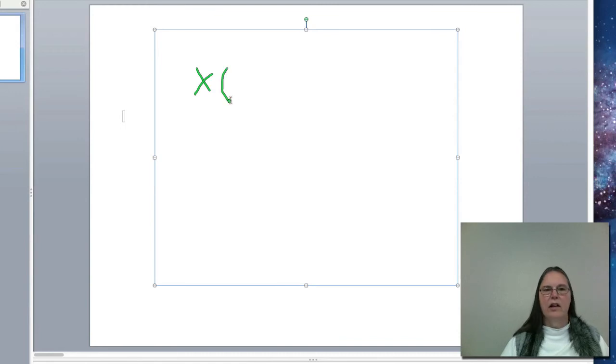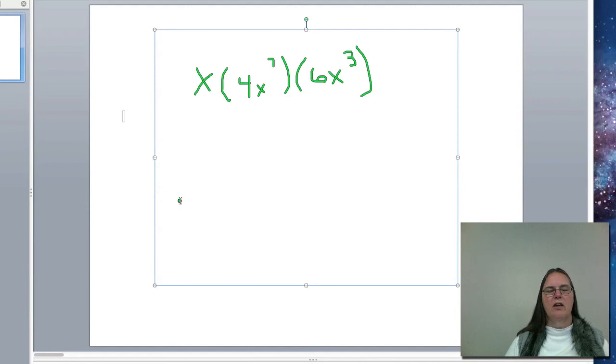X times 4x to the 7th power times 6x to the 3rd power. All right. Now, the rule of exponents says anytime that I have exponents multiplied together, it's the sum of the exponents. But we have to do this too. We have to think, what is this number times this number? And this is a 1 in a hidden form because there's 1x. 1 times 4 is 4. 4 times 6 is 24. So that's the first piece.